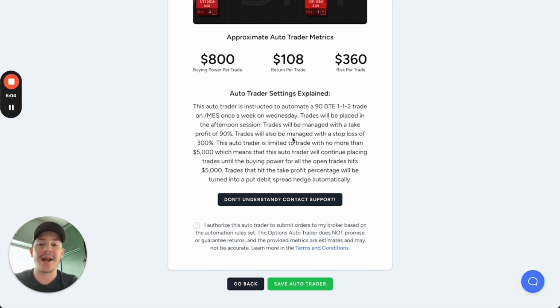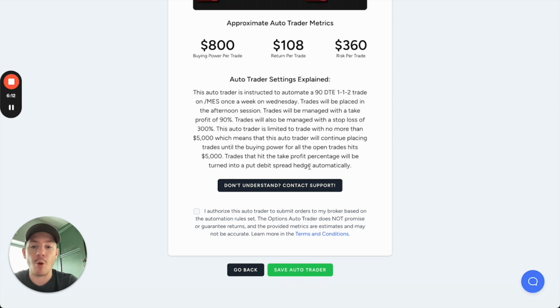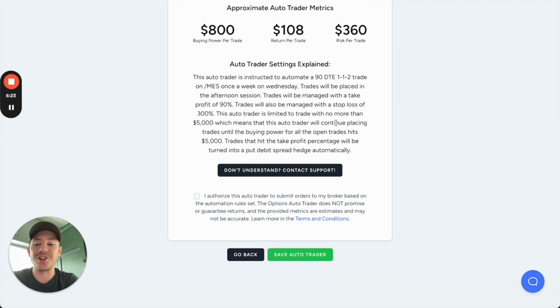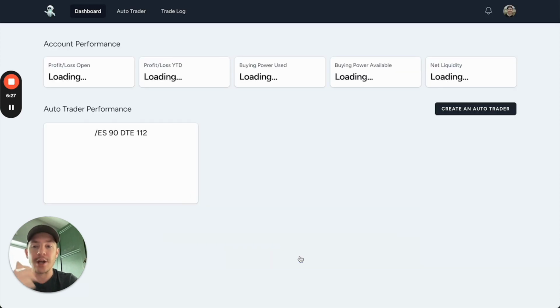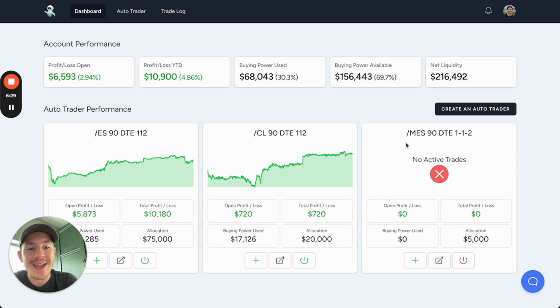Trades will be managed at a take profit of 90%. Perfect. Trades will be managed with a stop loss of 300%. Perfect. The auto trader is limited to trade with no more than $5,000, which means the auto trader will continue placing trades until the buying power of all the open trades hits $5,000. Perfect. Trades that hit the take profit percentage will be turned into a put debit spread hedge automatically. Wonderful. I understand. Agree. Save the auto trader. Now I have this auto trader, MES 90 DTE 112. Just like that, I've automated the entire 112.